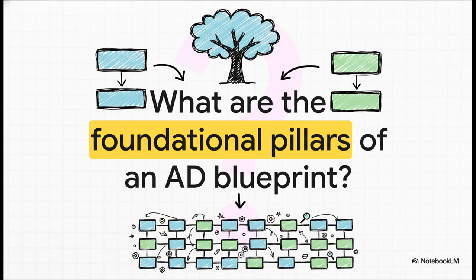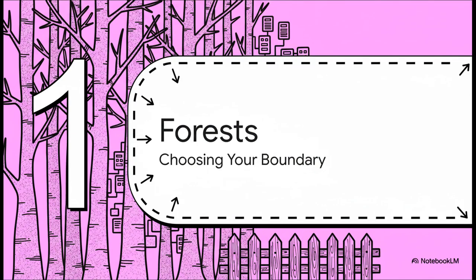We're going to look at the three main structural components that you have to design. We'll start at the very top, the biggest picture, and then we'll work our way down into the nitty-gritty of day-to-day management. First up, the forest. This is the big one. It is your biggest decision, the absolute boundary of your entire AD environment. It defines the scope of everything, and I mean everything that happens inside your directory.